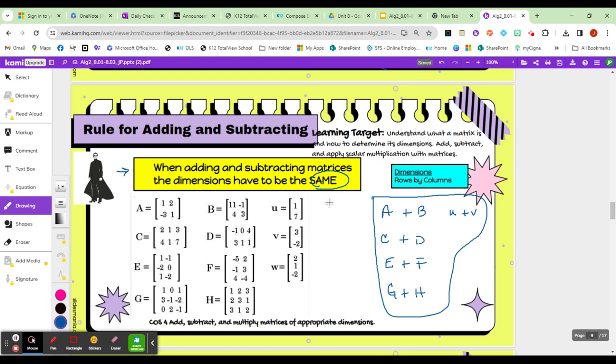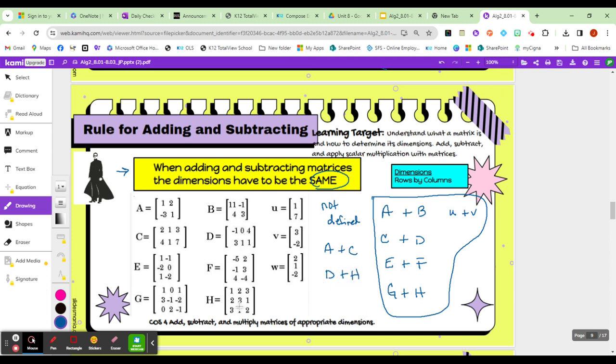The ones that we can't, that we would say are not defined, meaning we can't do it because they don't have the same dimensions. Here are just some examples. You could not add A with C. I'm not going to list them all, but we can't add A and C because A has dimensions of 2 by 2 and C has dimensions of 2 by 3. I could not add D with H.